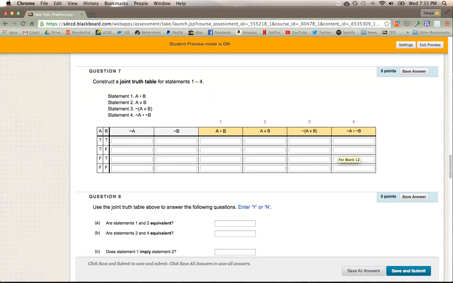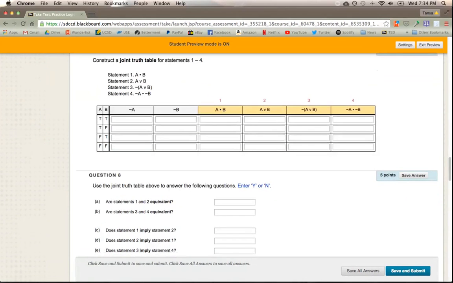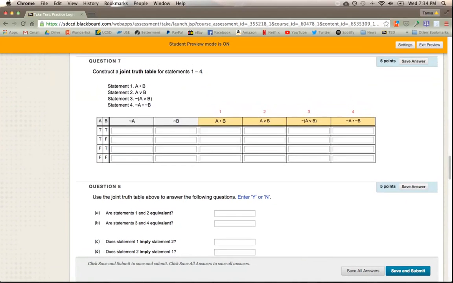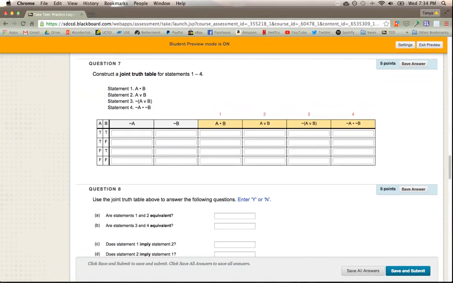Okay, question 7. So this one, our atomic statements are filled in for us, so we don't have to worry about that. It's a joint truth table case, which means we're putting all of our statements into one table so we can go on to answer questions about this. This should be familiar from homework.